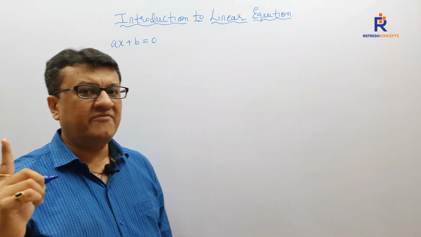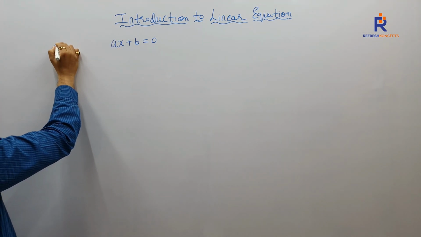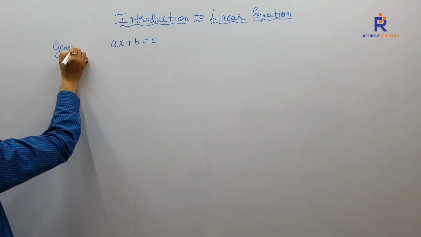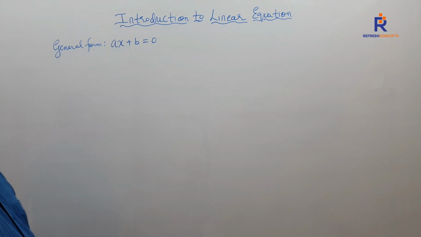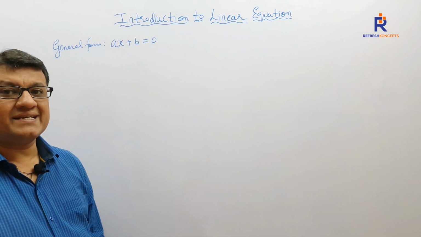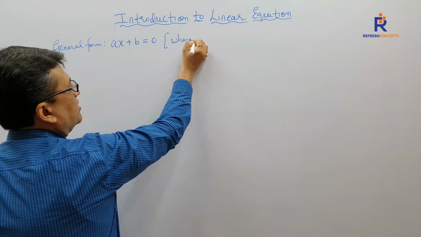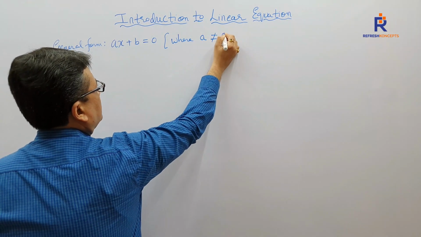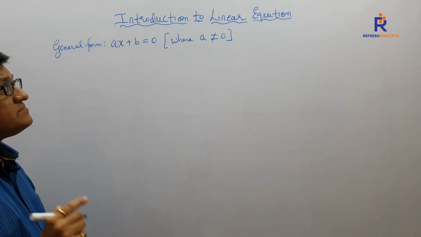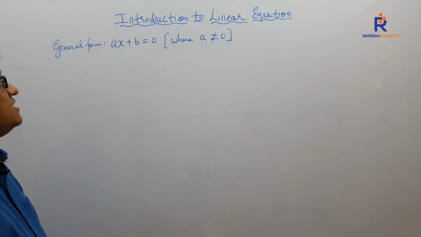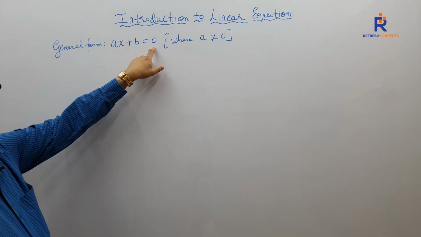Mind you, what I have written over here is the general form. If you want, you can write it down. This is the general form of a linear equation, ax plus b equals 0. Now there lies a condition over here, children, where a cannot be equal to 0. I'll come to this particular condition after some time. But what's the general form of a linear equation? The general form of a linear equation is ax plus b equals 0.